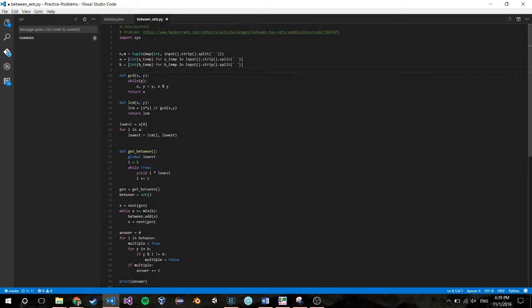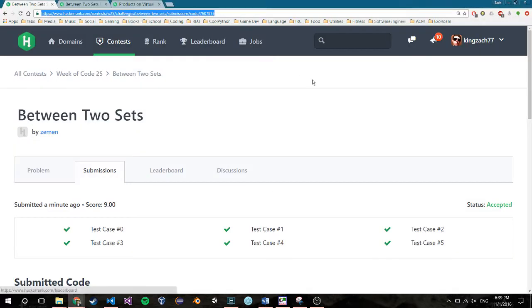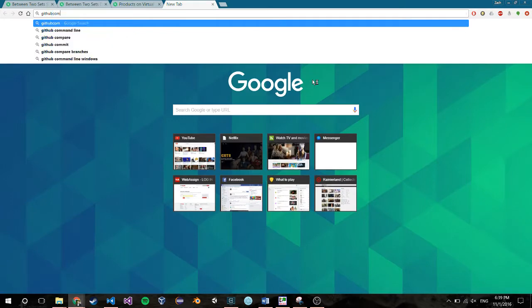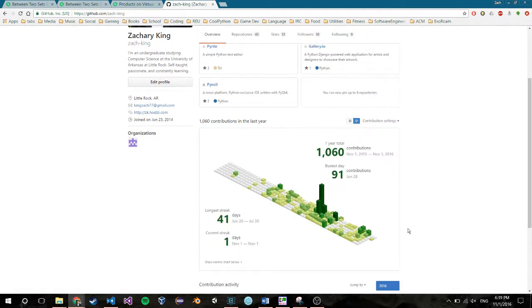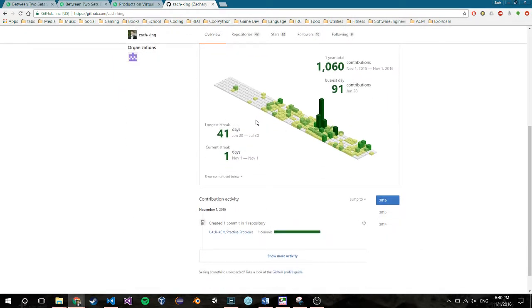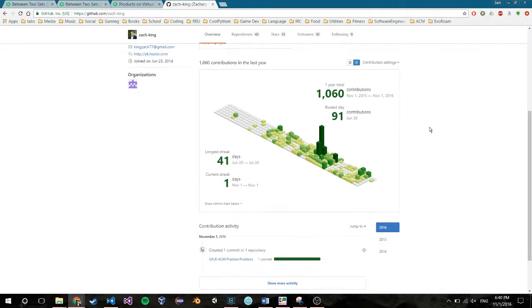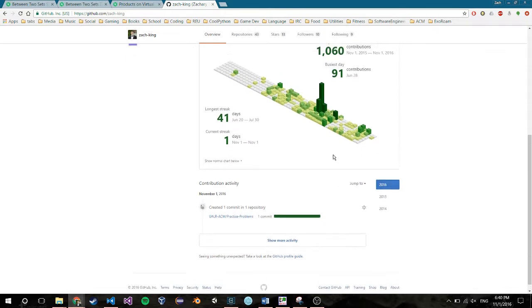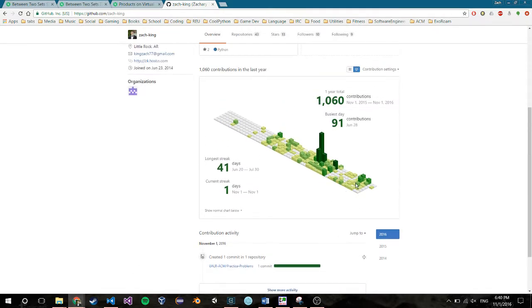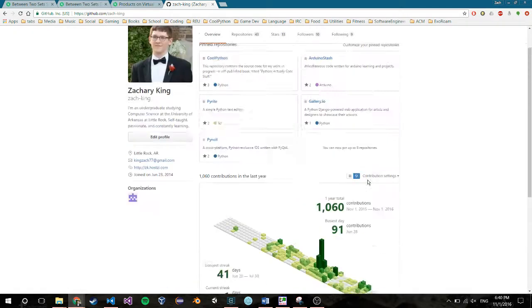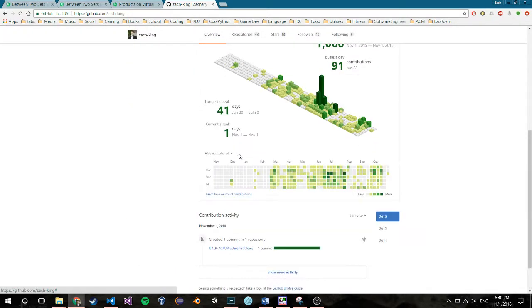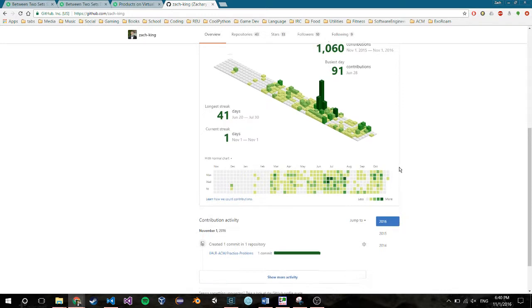Probably like the first time I've contributed in like a week and a half. Yeah. Got this cool isometric thing, man. Yeah, it's like a Chrome plugin or something. I don't know. Yeah. It's pretty cool though. You can't hover over your individual ones and see that, but you can show the normal one like that.